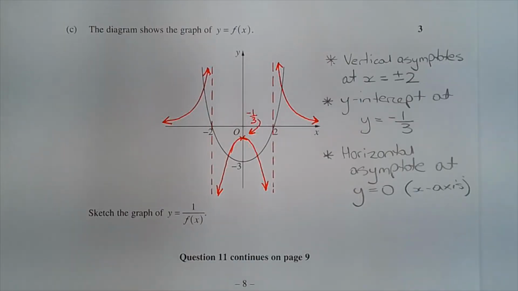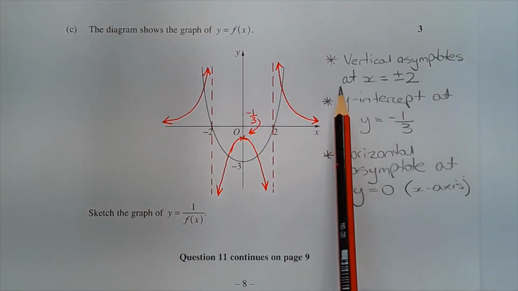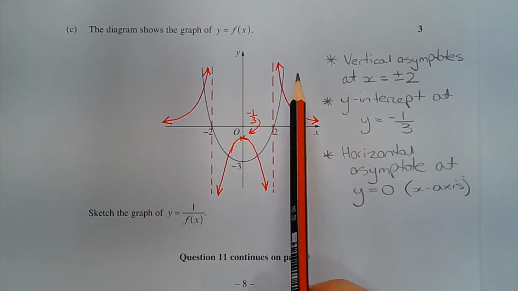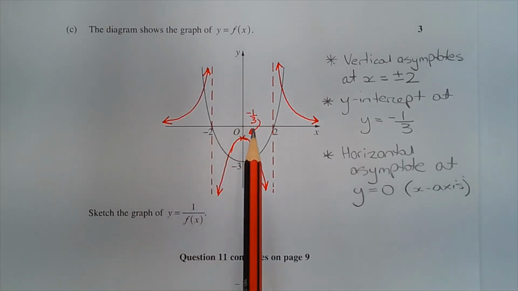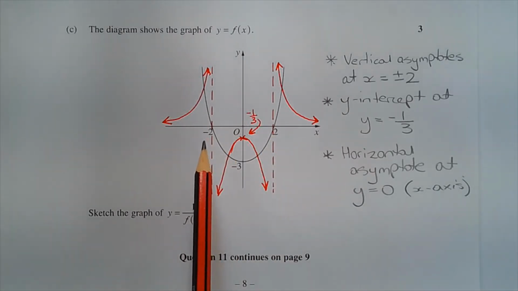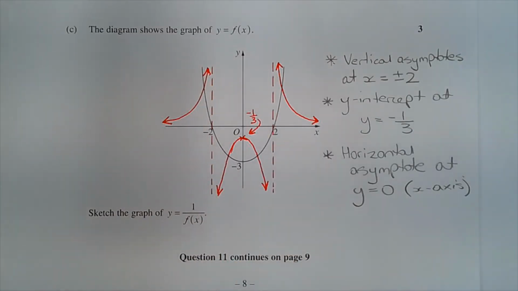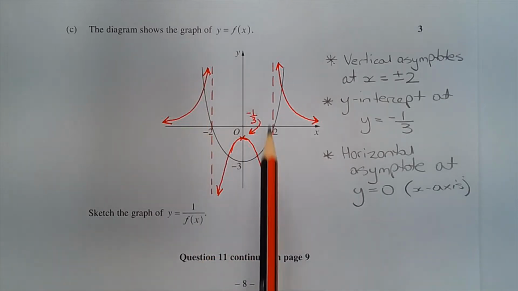The first point to note is the location of the vertical asymptotes, and they occur at x equals plus or minus 2. And that's because the graph of the original function has x-intercepts at -2 and 2, and the y value at the x-intercepts is 0, and the reciprocal of 0 is undefined. Hence why there are vertical asymptotes at x equals plus or minus 2. And that's the first thing drawn.